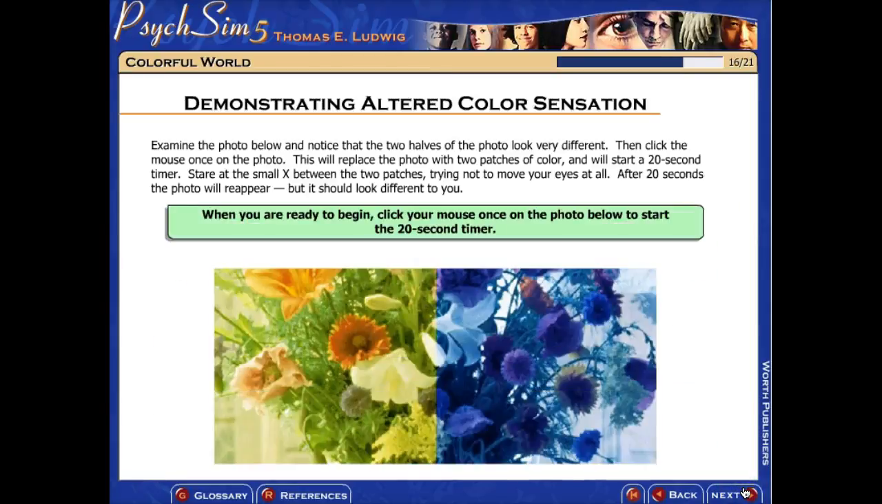Another example of this is this ultra color sensation, and this is an interesting one as well. You are going to stare at the picture, right? Okay. Obviously, they look very different. What I'm going to do is click on the photo, and it'll start a 20-second timer, and it's going to have this X in the middle. You're going to stare at that. Try not to move your eyes at all, and then after the 20 seconds, the photo will appear, and it'll actually look completely different.